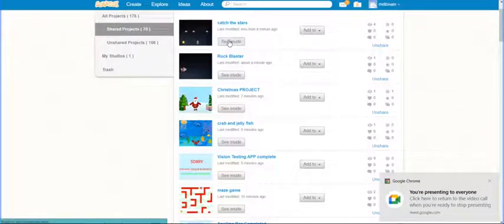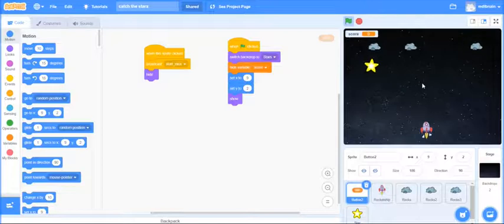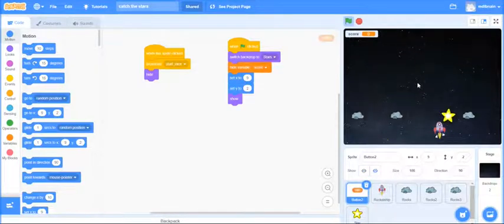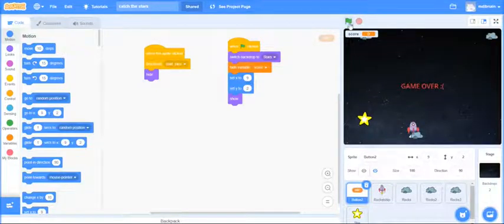For example, Catch the Stars, where we have a rocket ship moving around and it has to catch the stars, and if it touches the rock, it is game over.